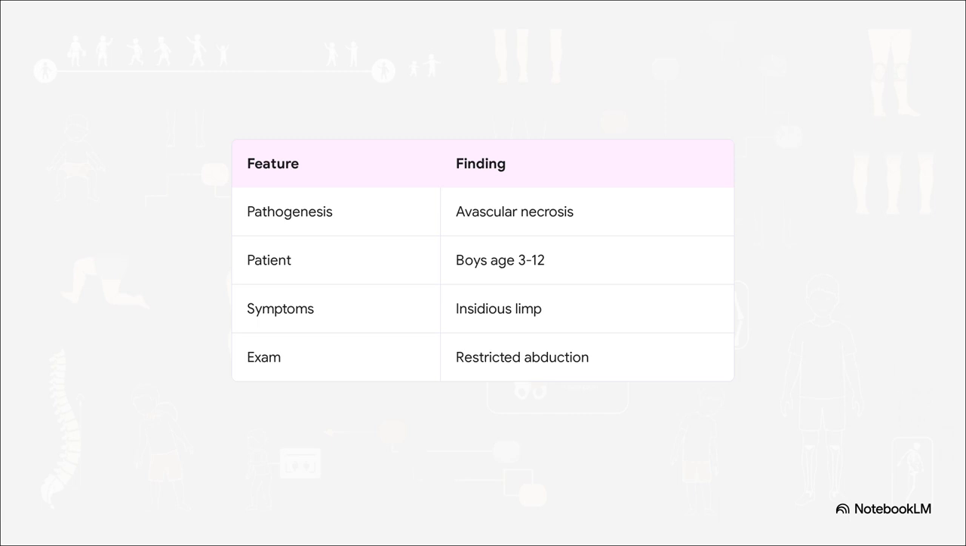Your classic patient here is a boy between the ages of 3 and 12. They're going to present with an insidious, really gradual onset of hip pain and a limp. On exam, you'll find restricted hip abduction and internal rotation. They can usually bear weight, but they might have a positive Trendelenburg sign.